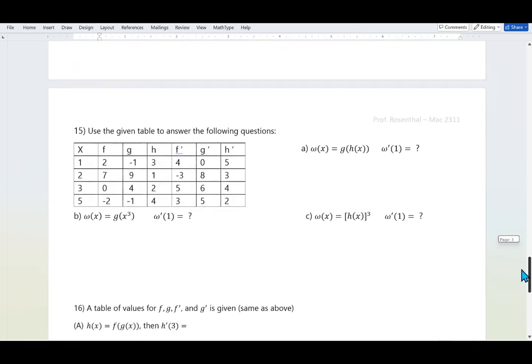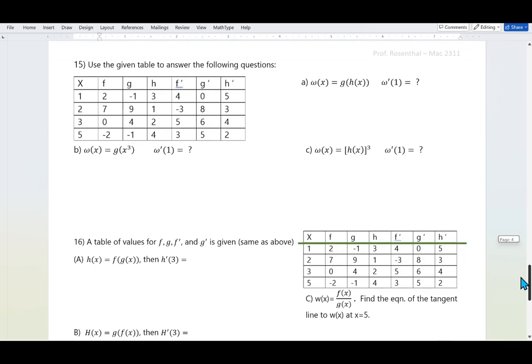Okay, this last question is rather interesting, I think, because it doesn't even tell you what the function is. It just gives you a table of values. And with the table of values, we are asked just to use those to get the derivative of a composition of functions, such as, look at part A in number 15. So w of x is defined as g of h of x. We're supposed to find the derivative of this function at the point 1.